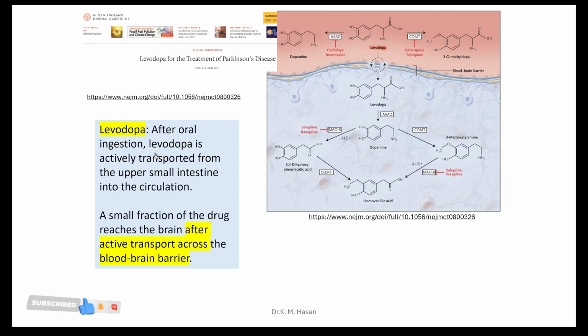After ingestion, after taking levodopa orally, the levodopa will be actively transported from the upper small intestine into the circulation. A small fraction of the drug reaches the brain after active transport across the cell membrane. As you can see here from the slide, levodopa is transported from the bloodstream, from the blood to the central nervous system, through the active transport system. So levodopa arrives in the blood, crossing the blood-brain barrier through the active transport system.